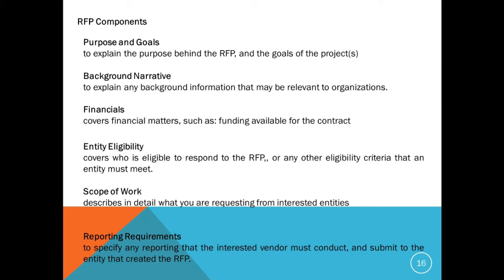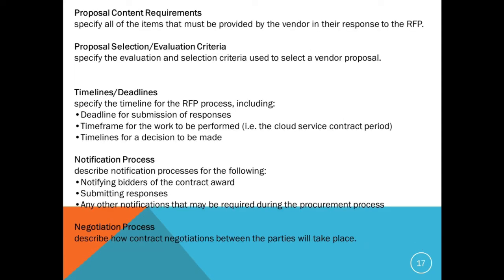This section is typically used to specify any reporting that the interested vendor must conduct and submit to the entity that created the RFP. This might be a financial report, maybe a progress report, or very likely in the case of cloud computing, service level reports. All these kinds of reporting requirements are also mentioned in the RFP.